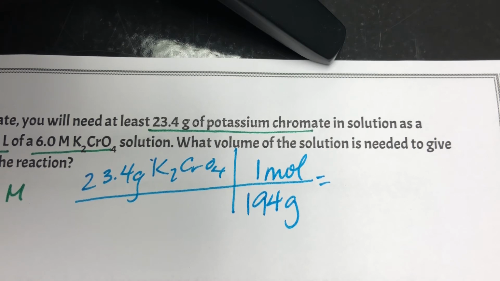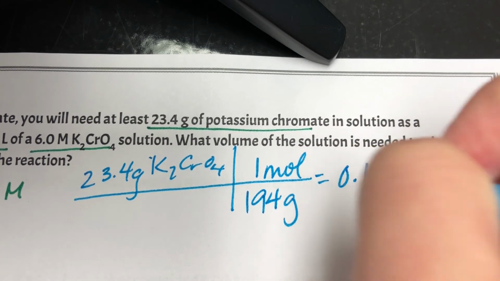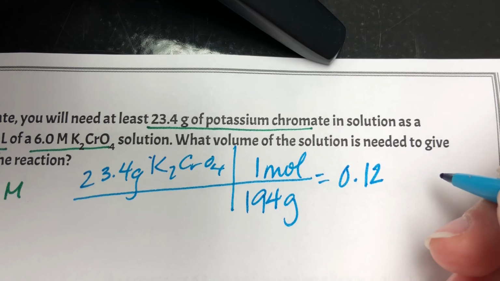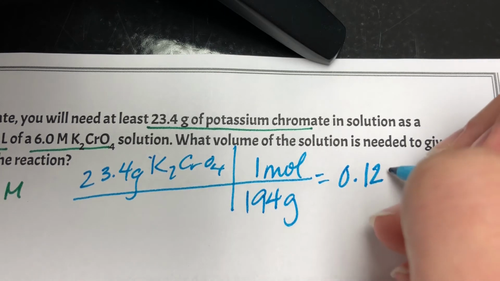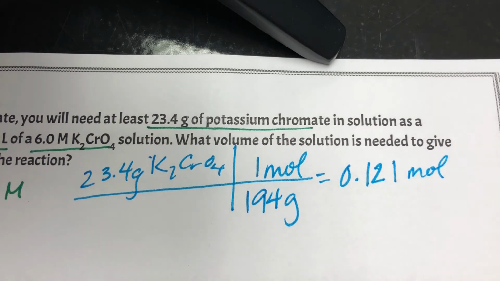23.4 divided by 194 is 0.121 is what I get. They get 120. Okay, so they have a rounding difference. We'll go with 121. Okay. 0.121 moles is how much I need.